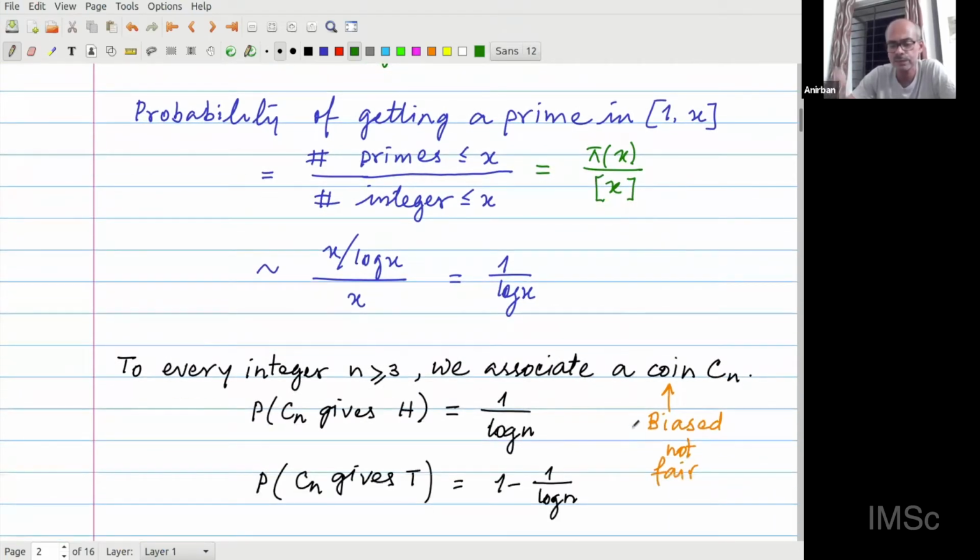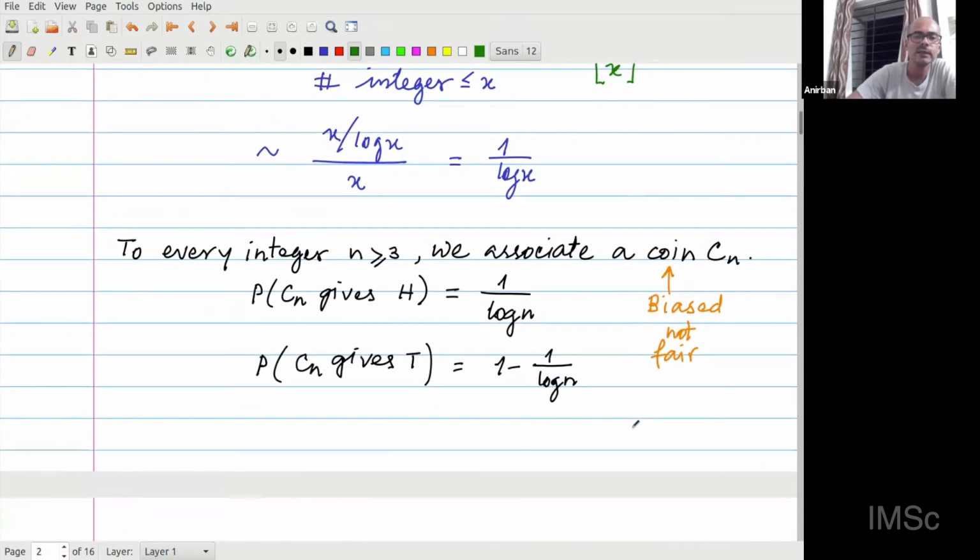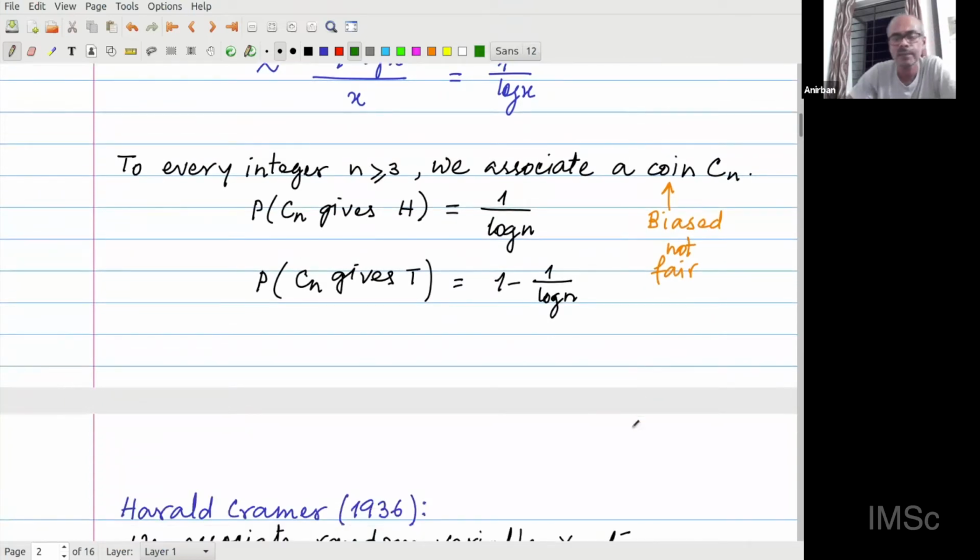In many steps we would go to the exact thing. So let's do it. Let's go back to the pointers. For every integer, let's take a coin. We give it a name, we call it Cn. So for every n, for every integer, we associate a coin. We just simply take a coin and then toss it. What we are saying is that this coin Cn gives us head with a probability of 1 over log n.